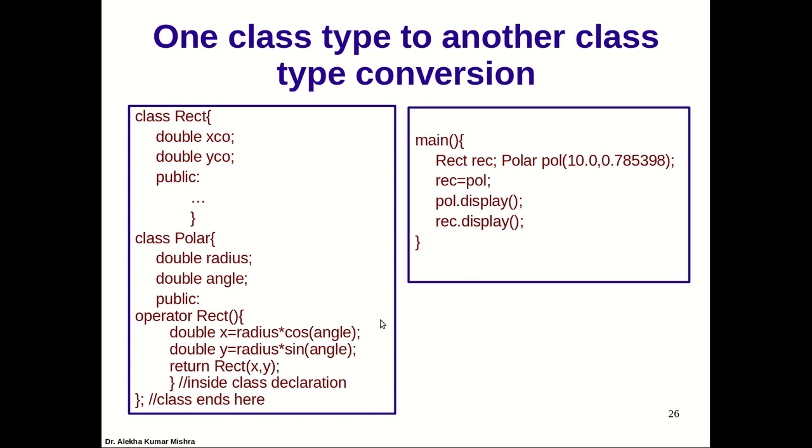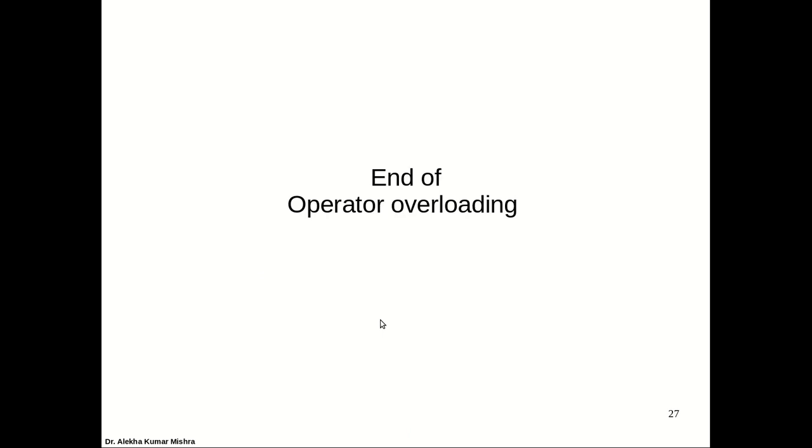We can also convert one class type to another class type. So this is the end of operator overloading along with type conversion. I hope all of you got the concept of how we can overload. You can practice with many other operators that are not covered, overloading them for different class objects.